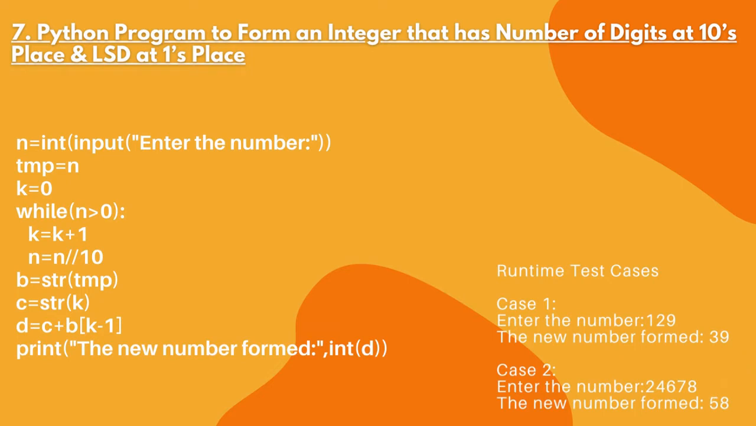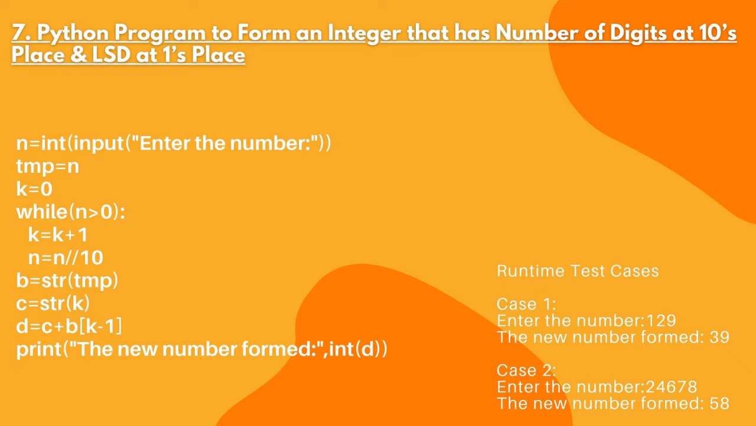This is a Python program to form an integer that has the number of digits at the tens place and the least significant digit in the ones place. The problem description is that the program takes an integer and forms a new integer which has the number of digits at the tens place and the least significant digit in the ones place. The problem solution should be like this.